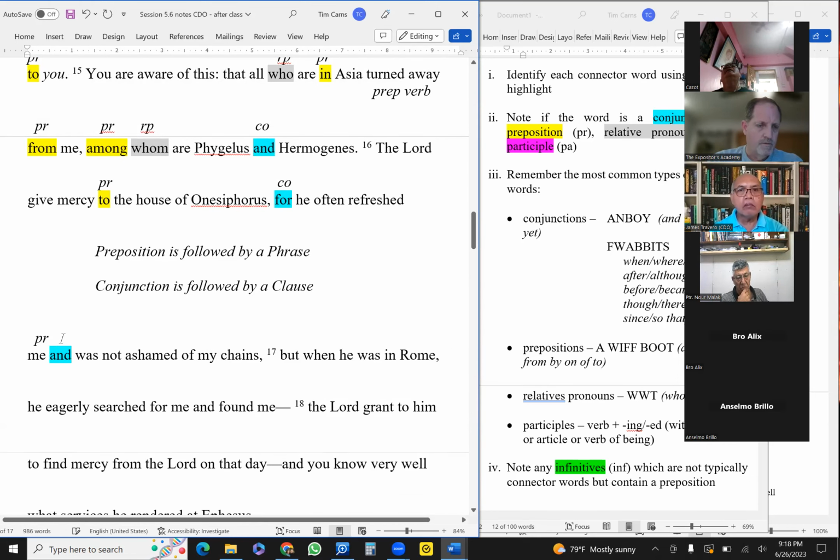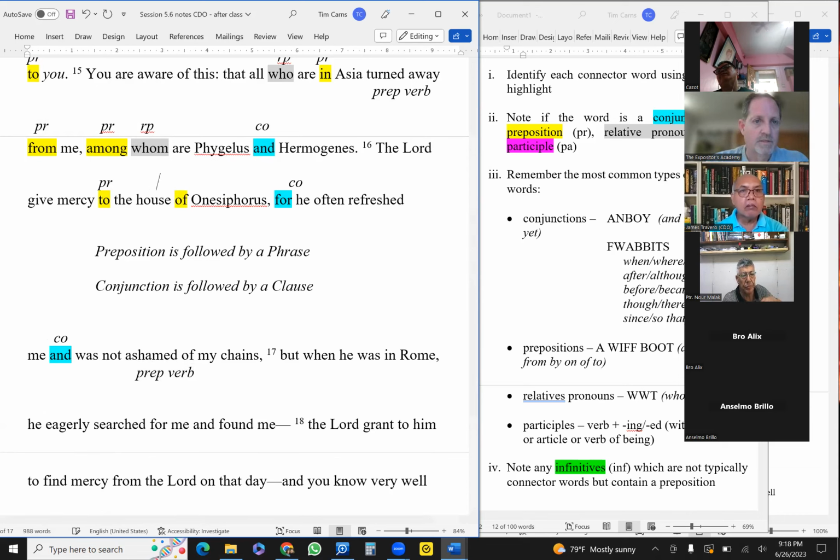Now remember, here we had this example, ashamed of, where this is one of those prepositional verbs. Okay, there's one more. There is an of that's a preposition up here: house of Onesiphorus.